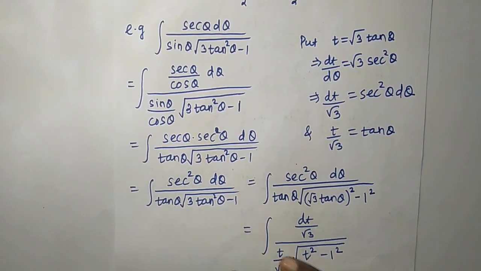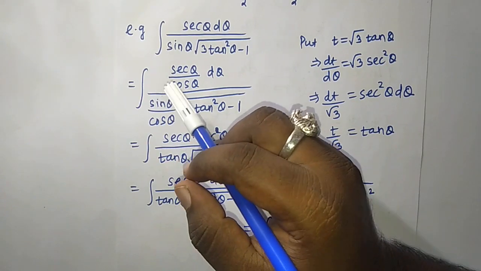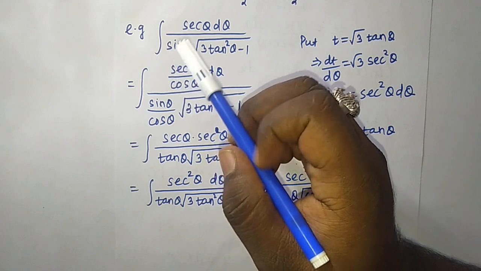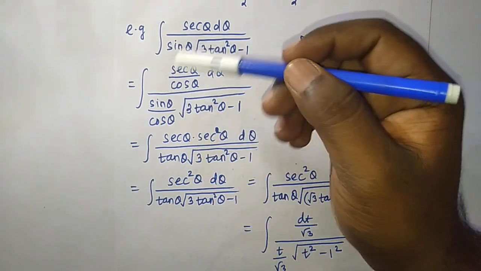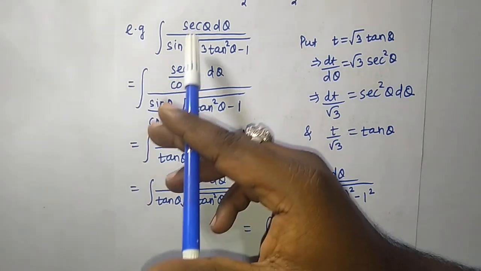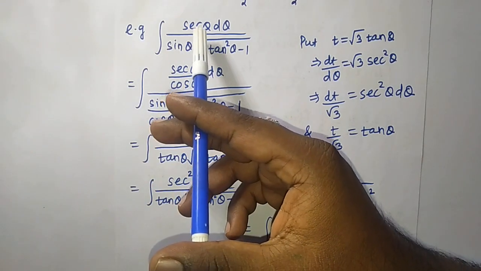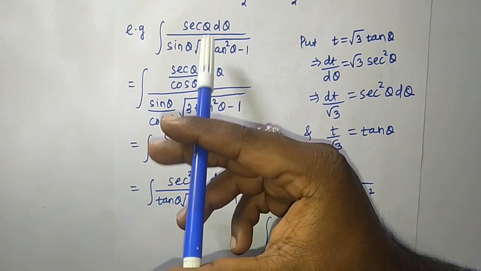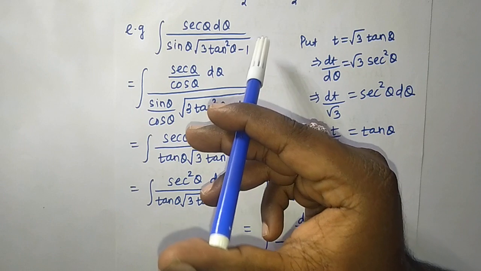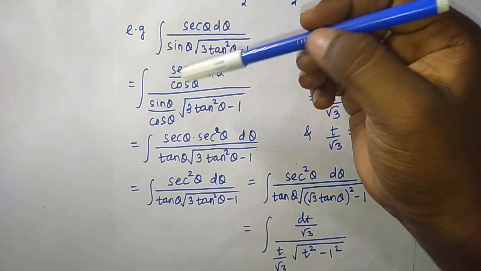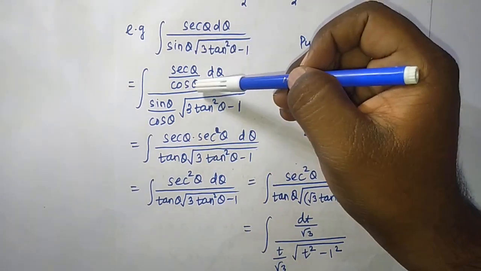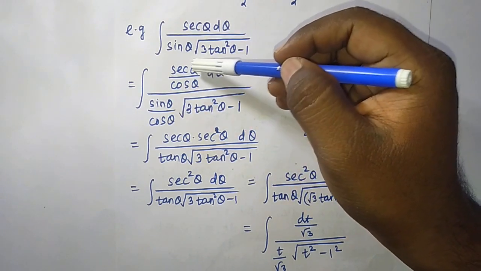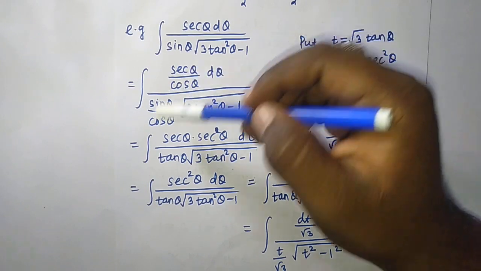Now come to the next example. Okay, in the next example you see here, the question is in a little bit different form, means a little bit tricky. See how we will convert it into its general form. First, here it is given sec theta d theta divided by sin theta root over of 3 tan square theta minus 1. First, what I have done is I have divided by cos theta in numerator and denominator.